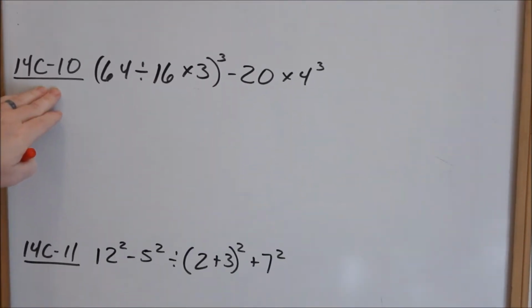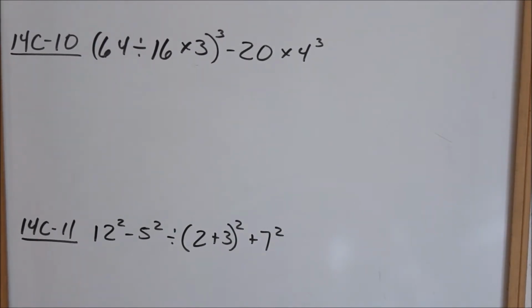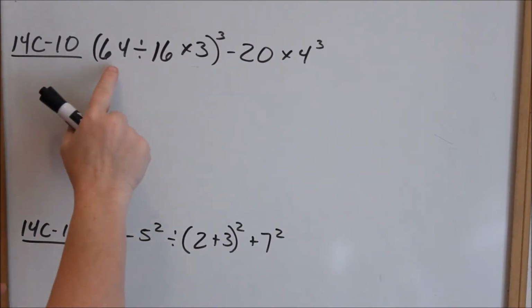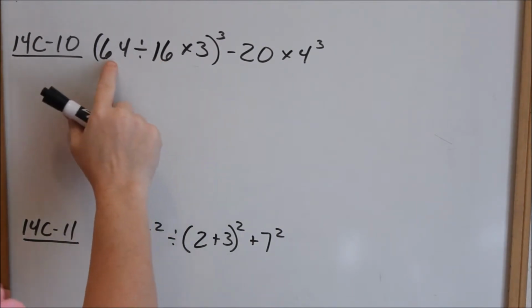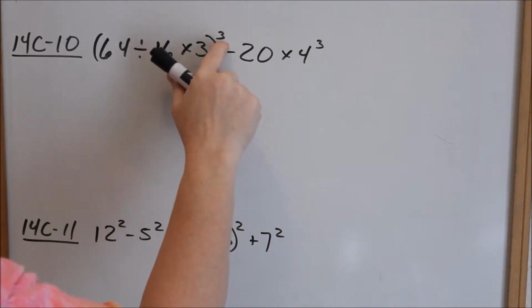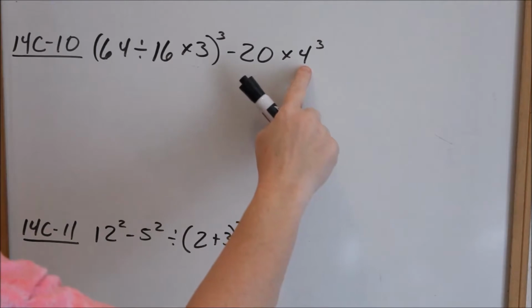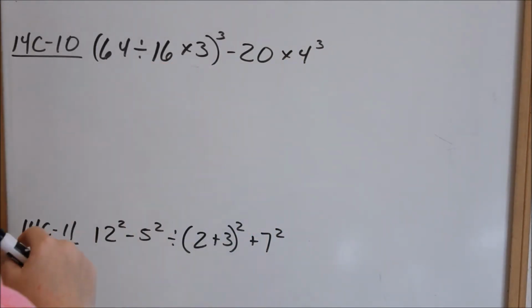Okay, let's look at 14C number 10. Still doing PEMDAS. PEMDAS says we do parentheses and exponents first. So when you have parentheses, you need to do parentheses first. We need to do everything in our parentheses first, then we'll do this exponent after we get an answer in here. There's only one number with an exponent, so we can do it at the same time as doing these parentheses.